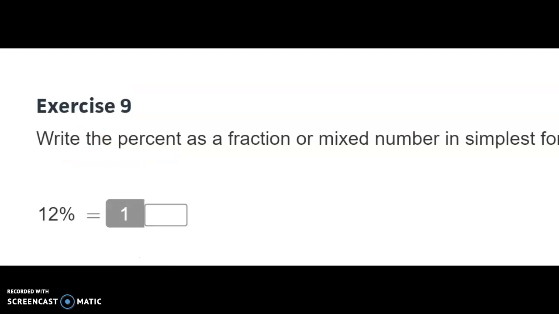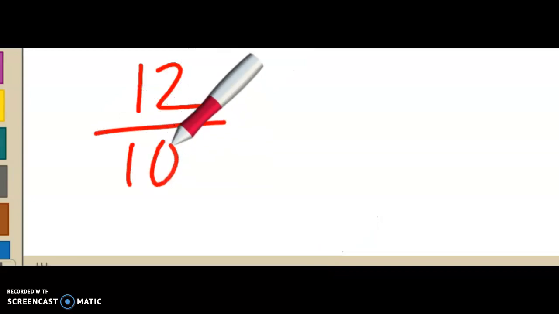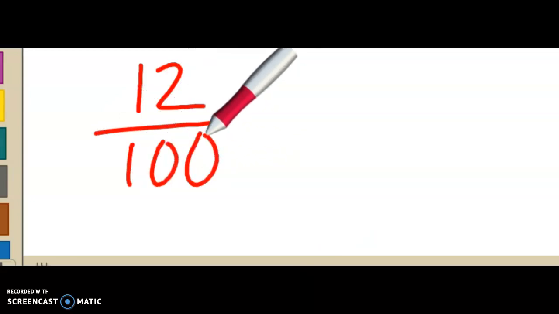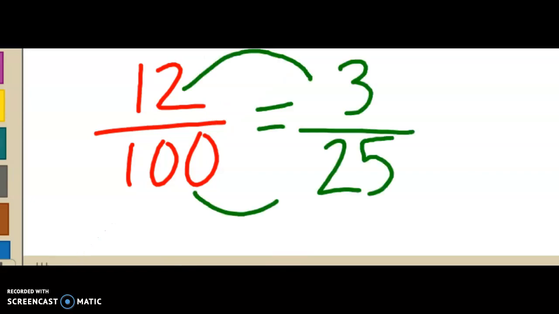Okay, write the percent as a fraction or mixed number in simplest form. So we have 12%, and they're asking us to write it as a fraction. 12% means 12 out of 100, so I write my 12 over 100. Now I take my 12 over 100 and divide it by 4, and that's going to give me 25, because we know there are 4 quarters in a dollar, or 25 is the easiest form for 100.